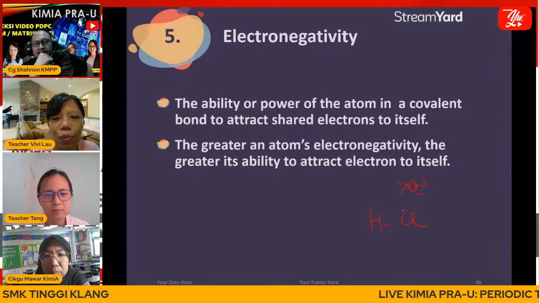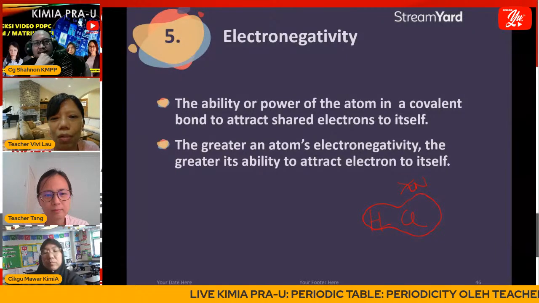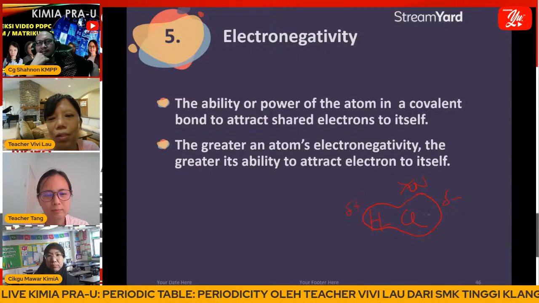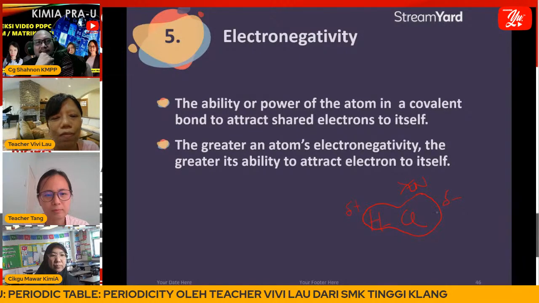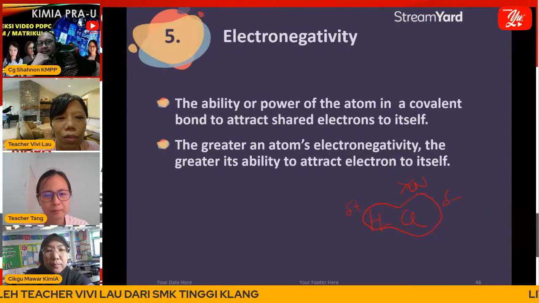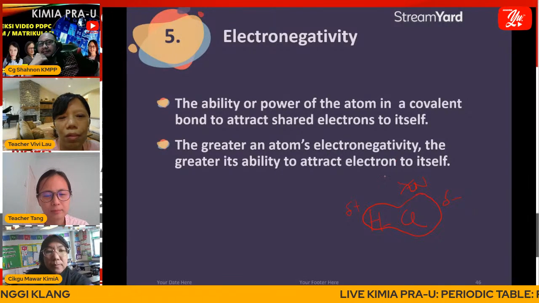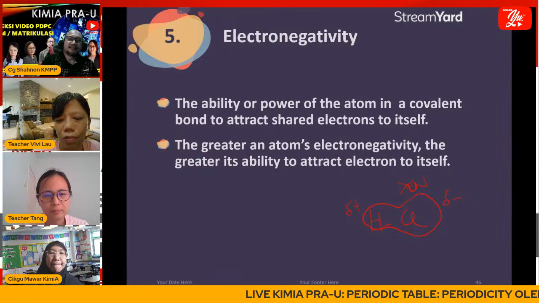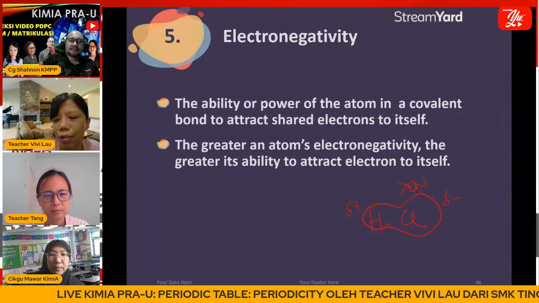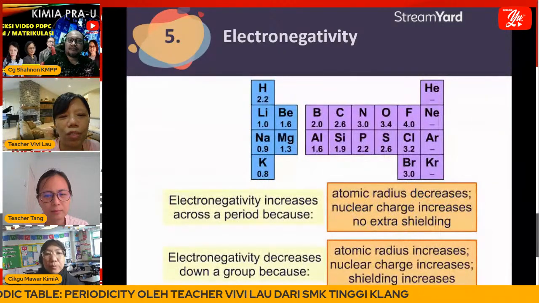Chlorine has higher electronegativity than the hydrogen. So in the covalent bond, chlorine will attract more electron to itself. So make the chlorine more negative. So chlorine is partial negative here, then hydrogen partial positive. So the greater atom's electronegativity, greater ability to attract electron to itself. So chlorine has greater electronegativity. Electronegativity is shown in the Pauling scale.